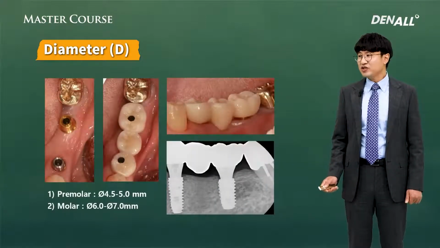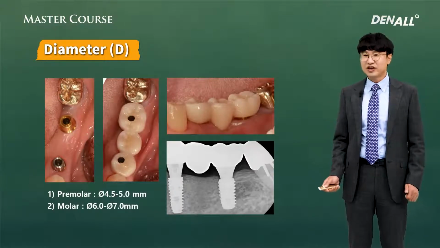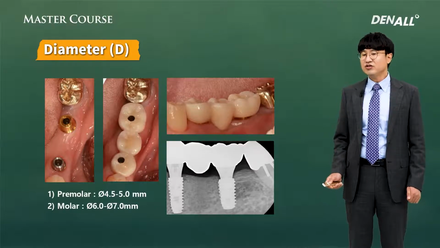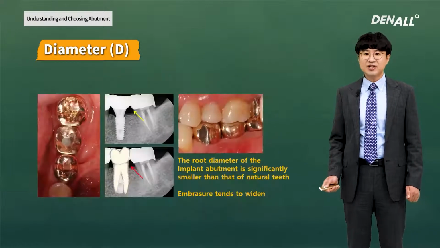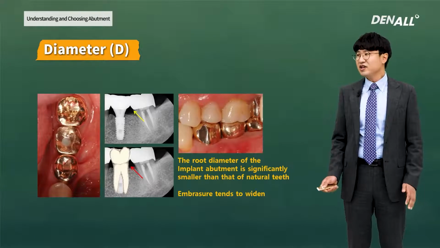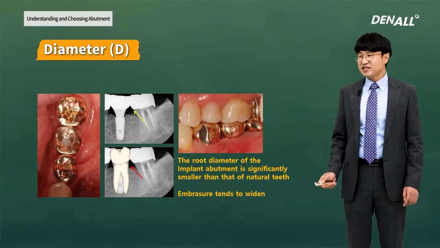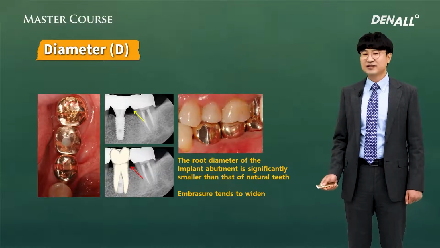As you can see in this case, in the case of premolars, I usually use 4.5 to 5.0 millimeters. For molars, I usually use 6.0 to 7.0 millimeters. The root diameter of an implant abutment is significantly smaller than that of natural teeth, so the embrasure tends to widen naturally.